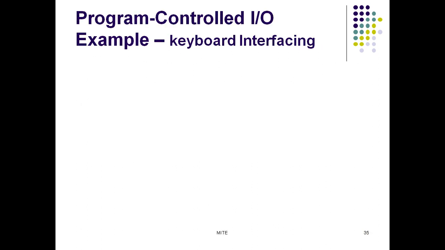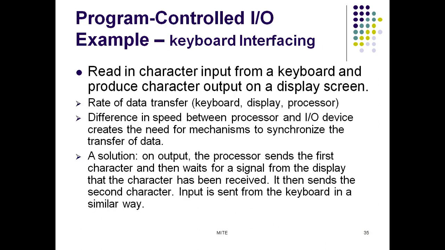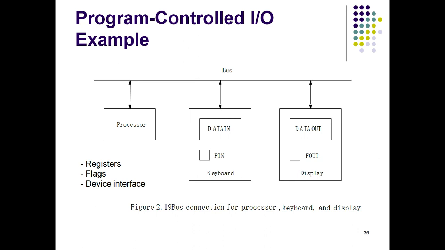Then going ahead, we saw one example of keyboard interfacing, wherein we tried to check how the interfacing happens. So this was the example which we saw. The one major thing we saw here was that every device has its own buffer, wherein it stores its data and then processes it with the help of the bus and the processor.